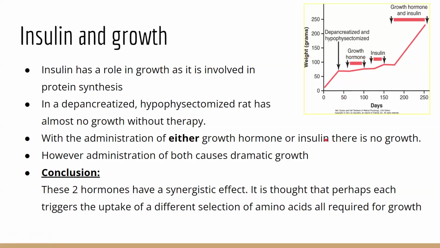And the idea is maybe they trigger the uptake of different sets of amino acids. For example, just random amino acids for the sake of understanding: growth hormone can cause the uptake of tryptophan, lysine, maybe glycine or something. Then insulin could be phenylalanine, tyrosine, all the others. So different sets of amino acids, but all of them are required for growth. If you lack some amino acids, you can't have growth, right? So you need both together. Okay, so that's important.